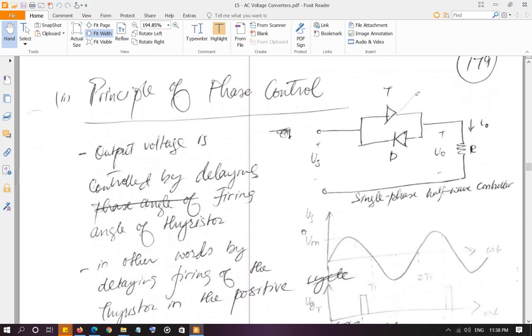Okay, next circuit is the principle of phase control, or the phase control circuits. As you can see, there's one thyristor and then one diode. So in the positive direction, you can control when the input will be transferred to the output, but in the negative cycle you don't have any control. It will be on for the whole negative cycle.